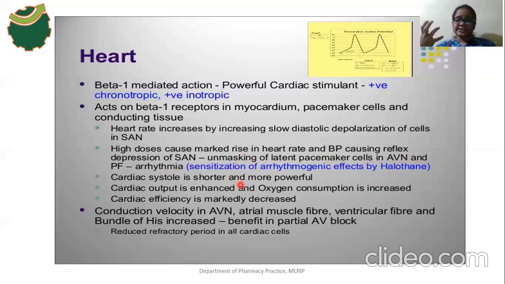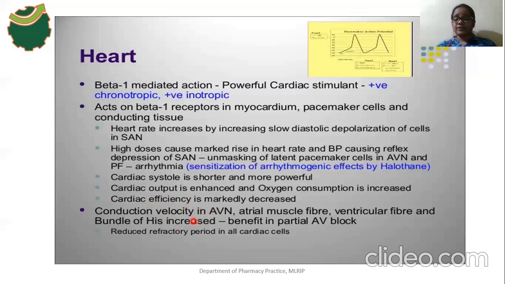After sensitization, there is an increase in the arrhythmic activity of adrenaline. Both halothane and chloroform cause sensitization of the heart. As a result of sensitization, there is an increase in the arrhythmic activity of adrenaline. The cardiac systole becomes very short and more powerful. Finally, the cardiac output increases and oxygen consumption also increases. The cardiac efficiency is reduced.